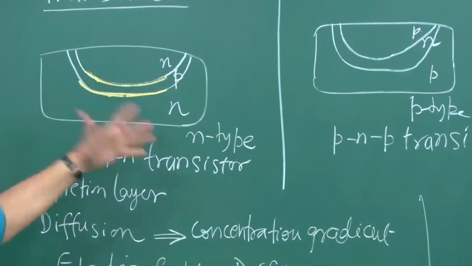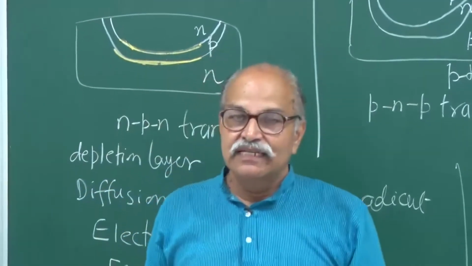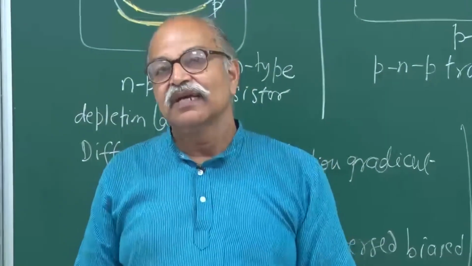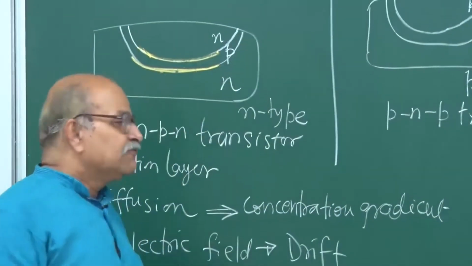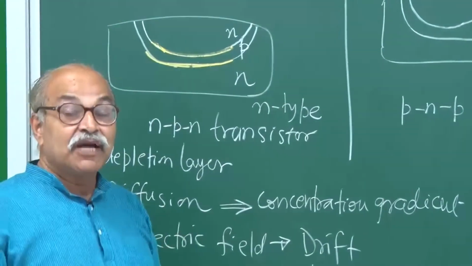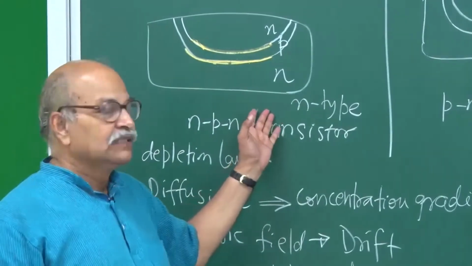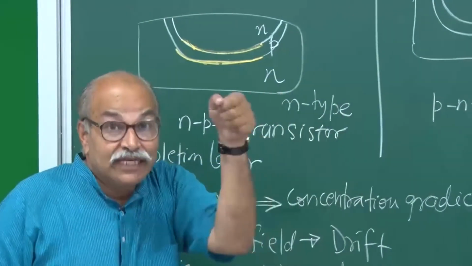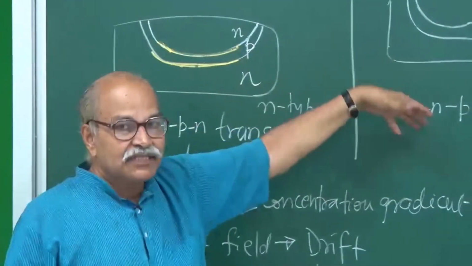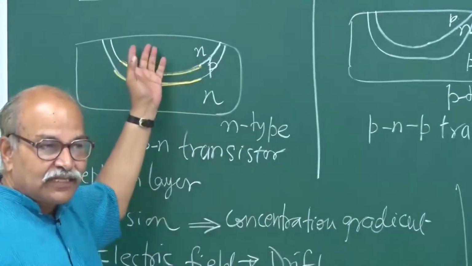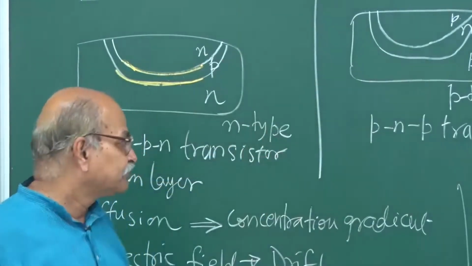The only difference between this and this is that all the directions of currents will be inverted, and all the polarities of the batteries that you connect will be inverted. Otherwise the remaining thing is almost the same. And if you talk in terms of majority carrier, minority carrier, the same language can be used for this and for this. But if you use electrons and holes, then of course the language will be different. What you call electrons in this case you will be calling holes, and vice versa.